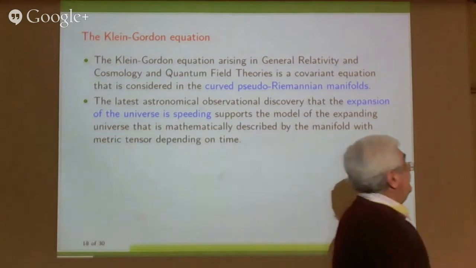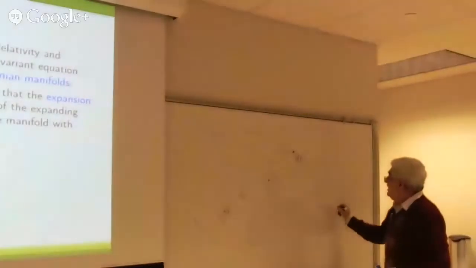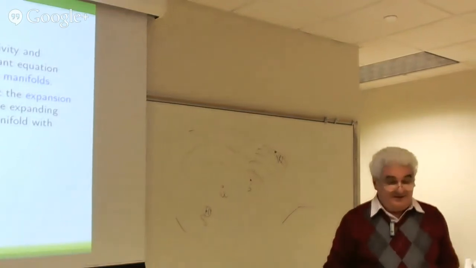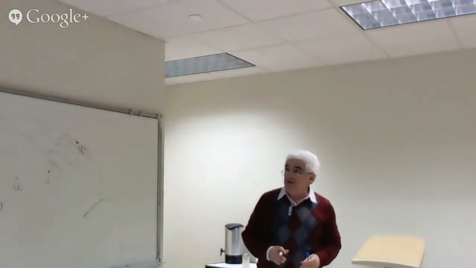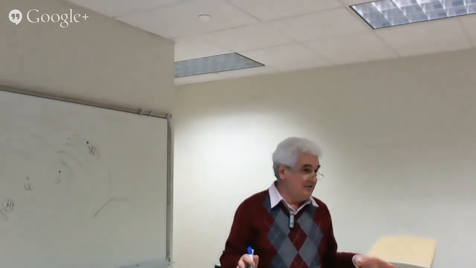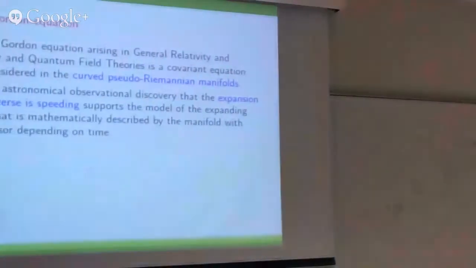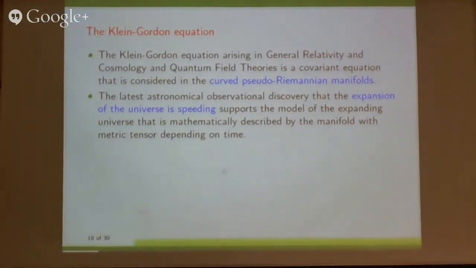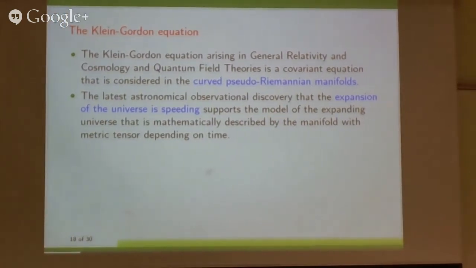So you know there is a Minkowski spacetime when it's flat, they say curvature is zero. But recently it was discovered that the universe is expanding, and it's already proved by experiment. And so they suggested several models of an expanding universe, and they all lead to non-Riemannian manifolds, non-flat manifolds with non-zero curvature. And one of such models is the De Sitter model.